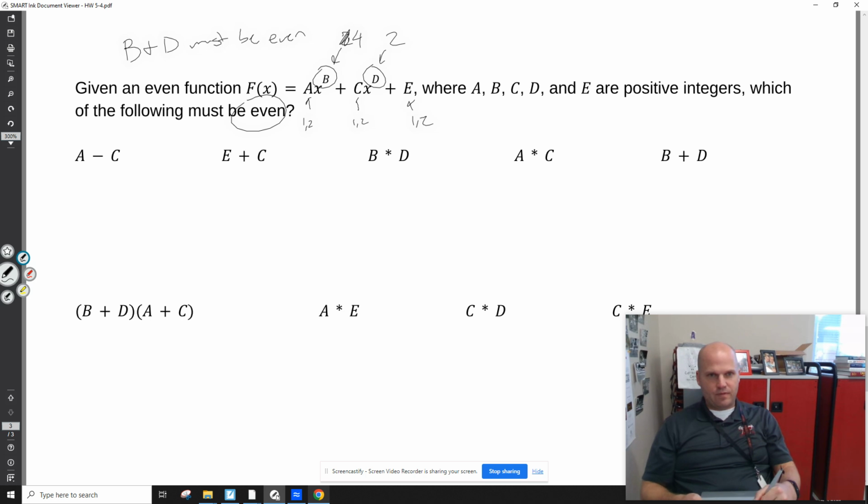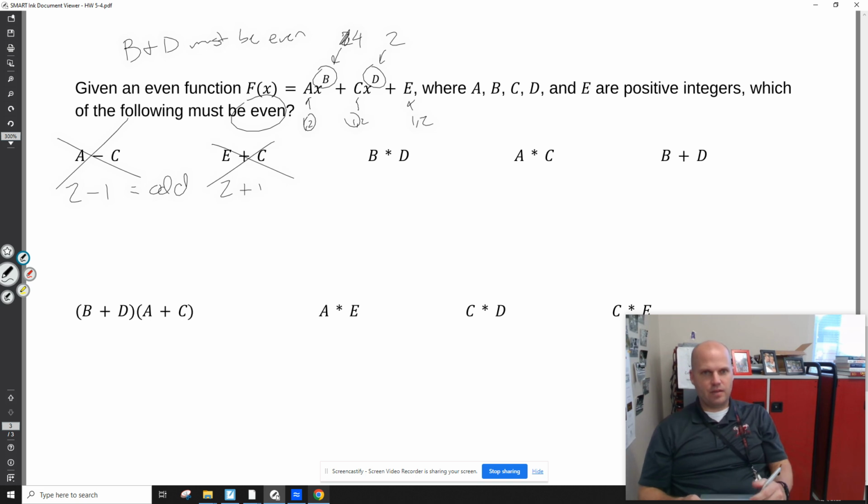So what must be even? Well, A minus C. Well, if I have, I don't know, 2 minus 1, if A is 2 and C is 1, that's odd. So it doesn't must be even, so no. E plus C. Well, if E is 2 and C is 1, then that's going to be odd. So that doesn't have to be even.